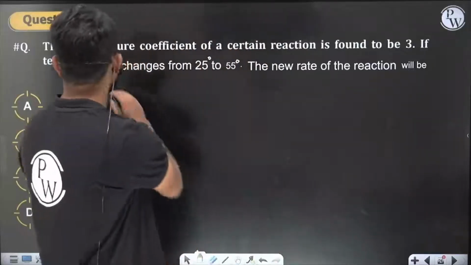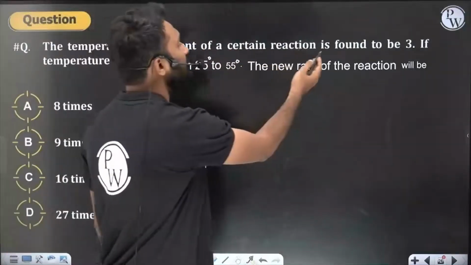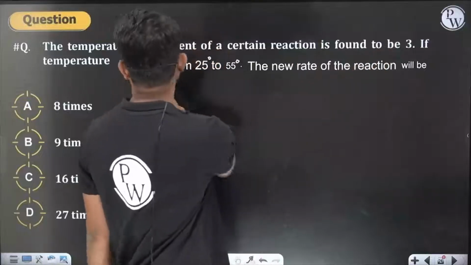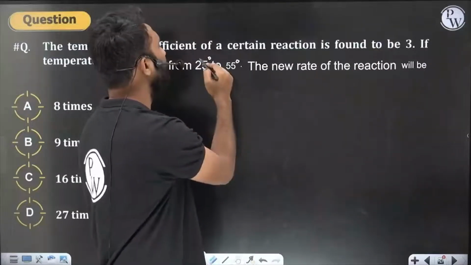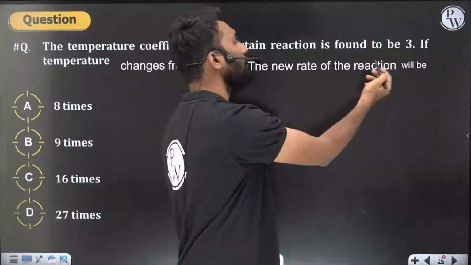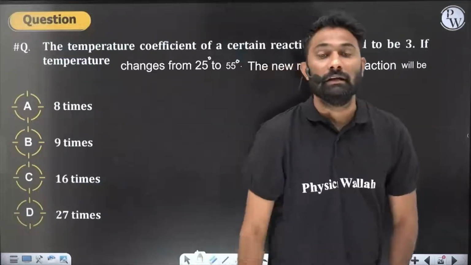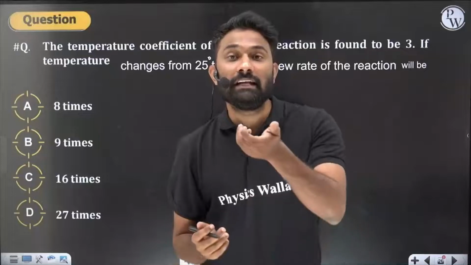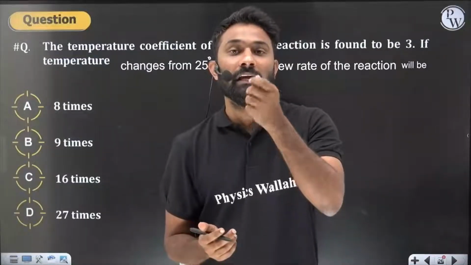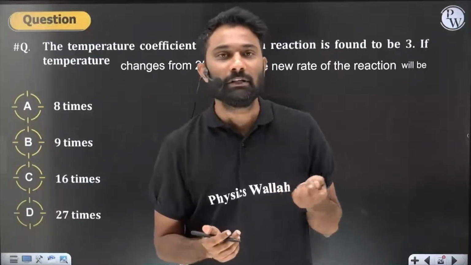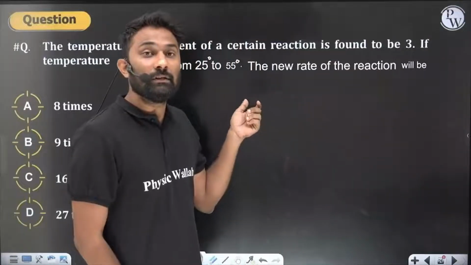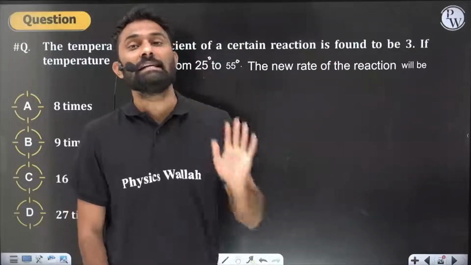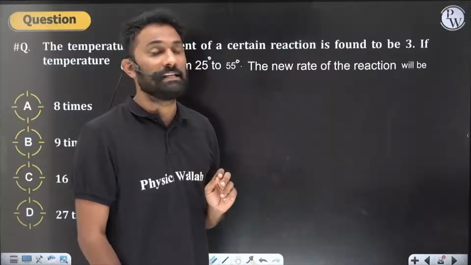Next question. The temperature coefficient of a certain reaction is found to be 3. If the temperature changes from 25 degree to 55 degree, the new rate of the reaction will be? Now, I told you before, temperature coefficient means for a rise of 10 degree, the rate of reaction increases by 2. Here, the rate of reaction is increasing by 3.